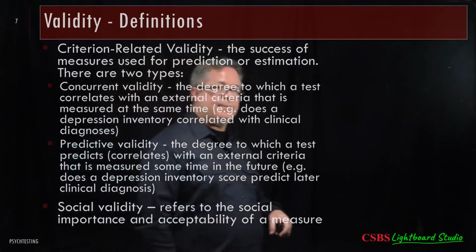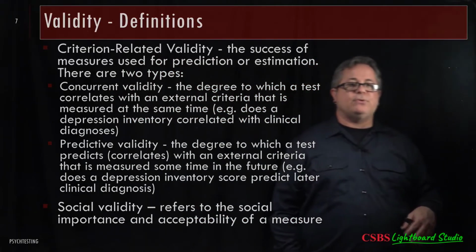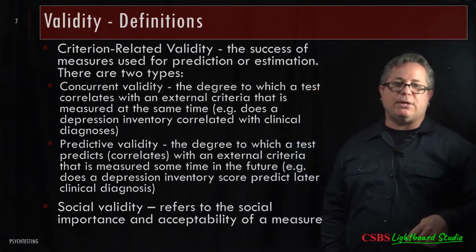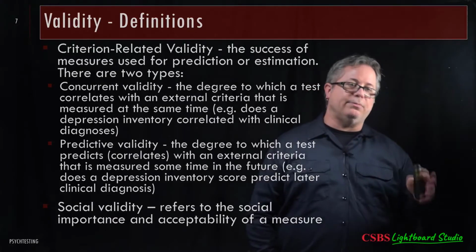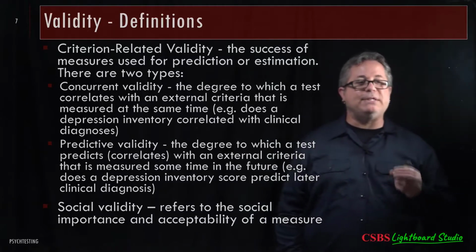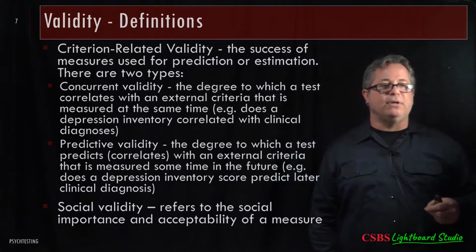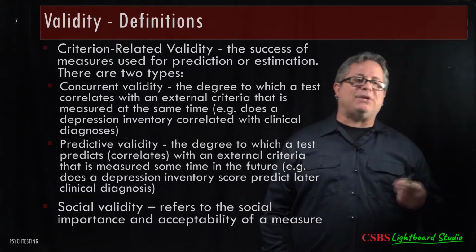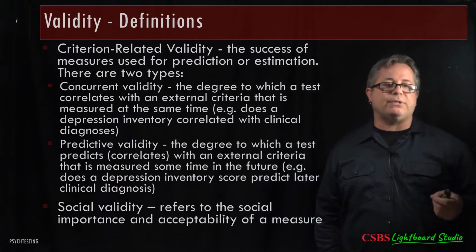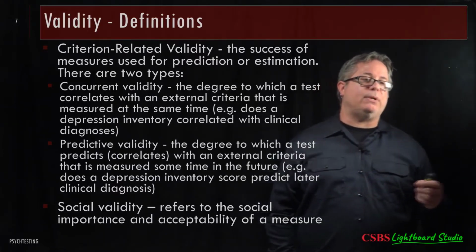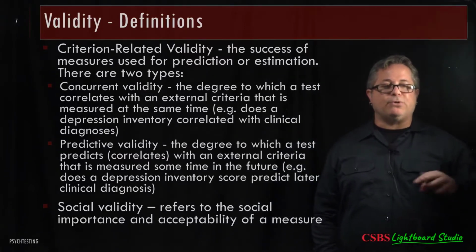All right. Then you got criterion-related validity, the success of measures used for prediction or estimation. Now this is interesting because this goes a little bit beyond just this, it actually gets at the utility of the measure. So instead of just thinking about are you measuring what you intend to measure, it's really asking, is the measure actually useful at doing things like predicting someone's scores on another scale, or showing concurrent validity with other things that are being measured at the same time.